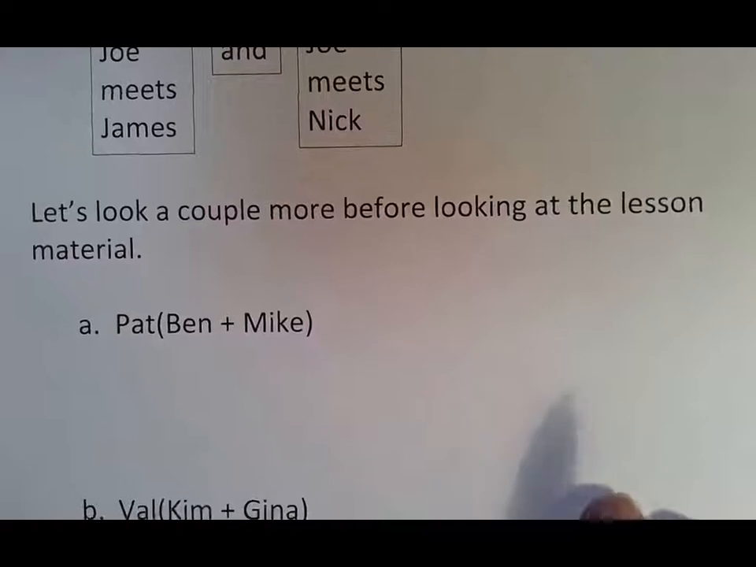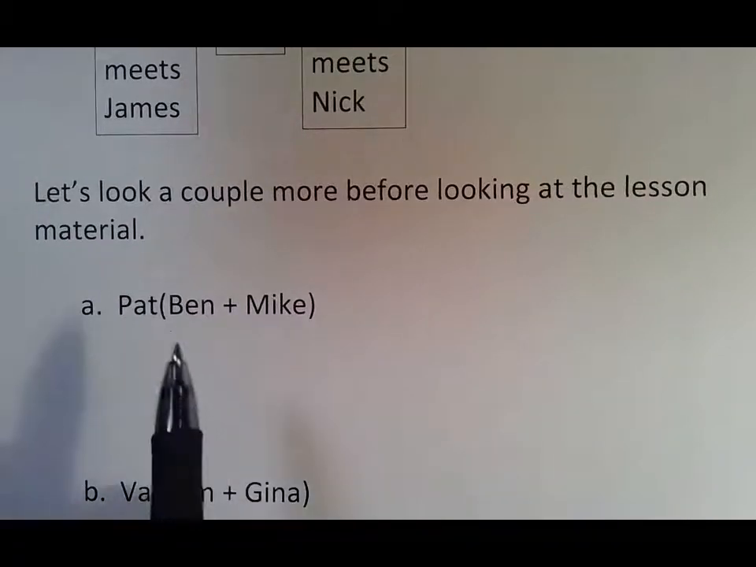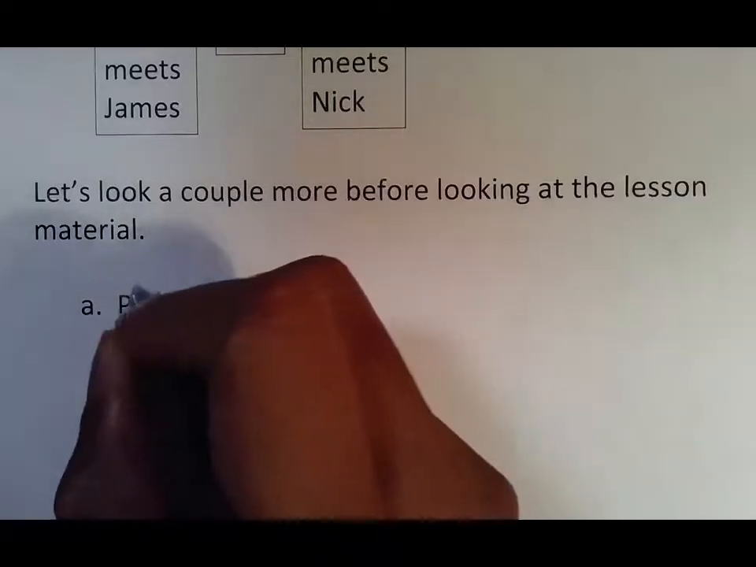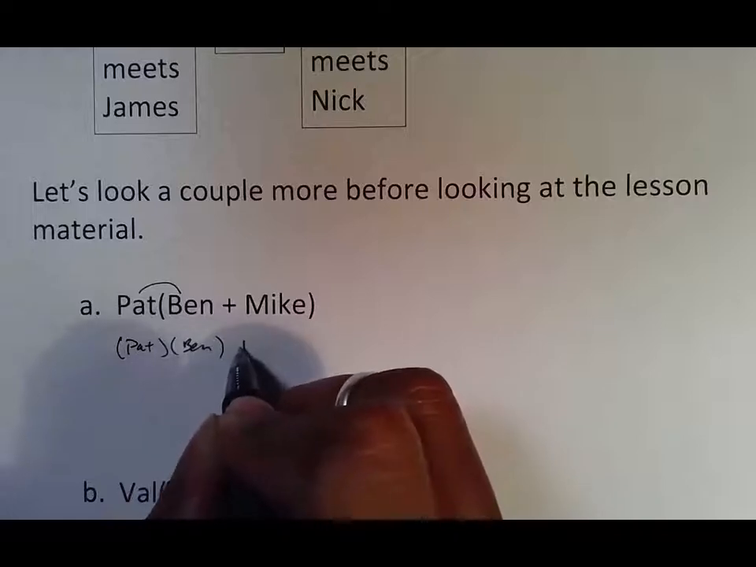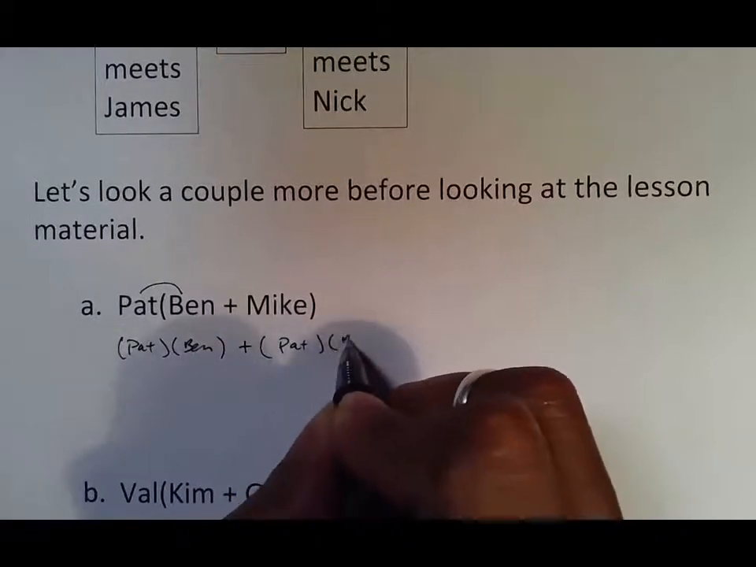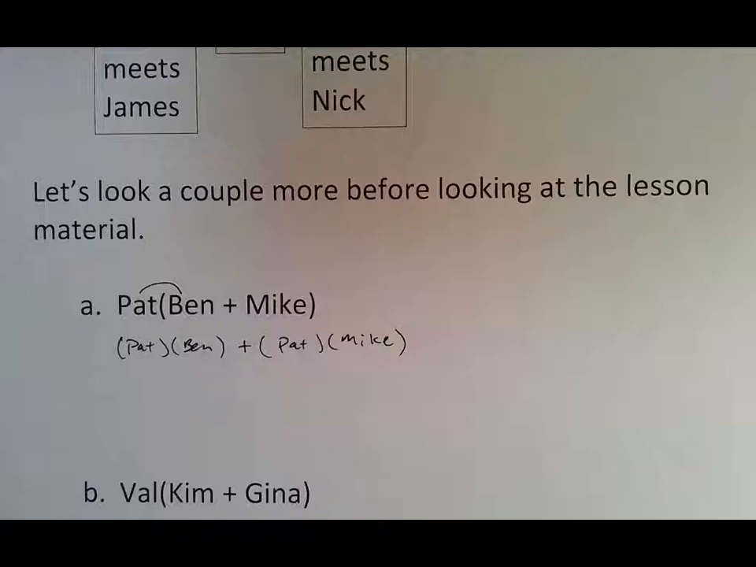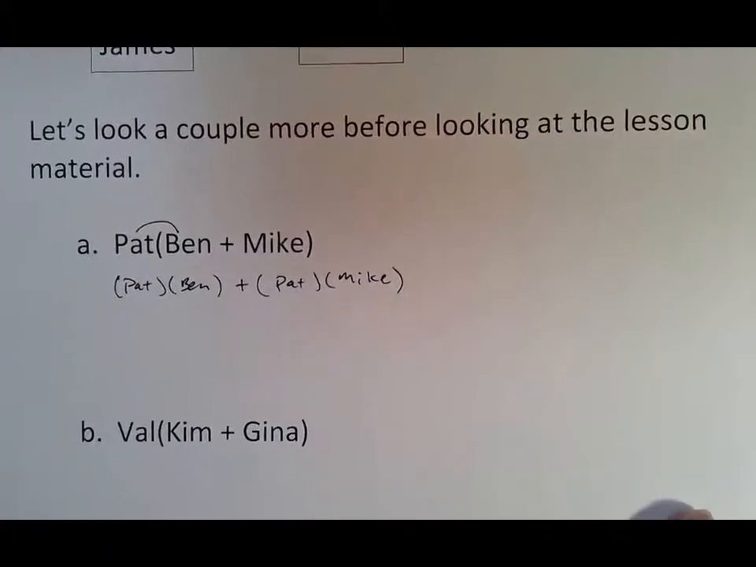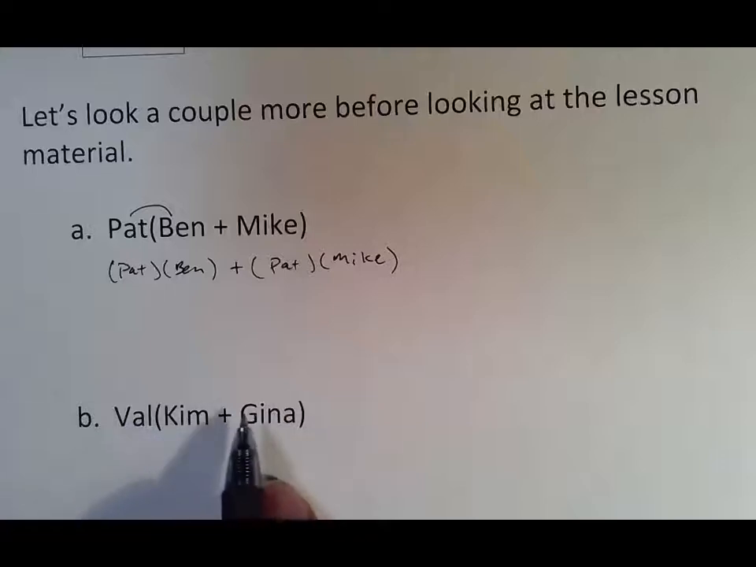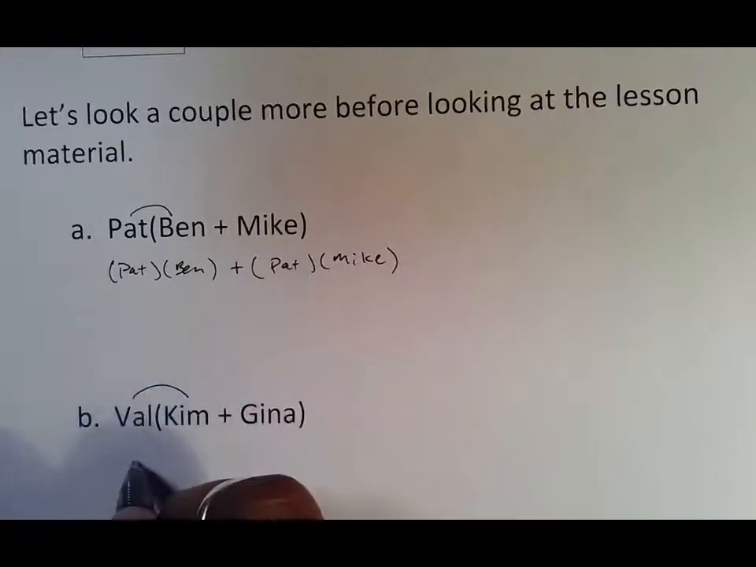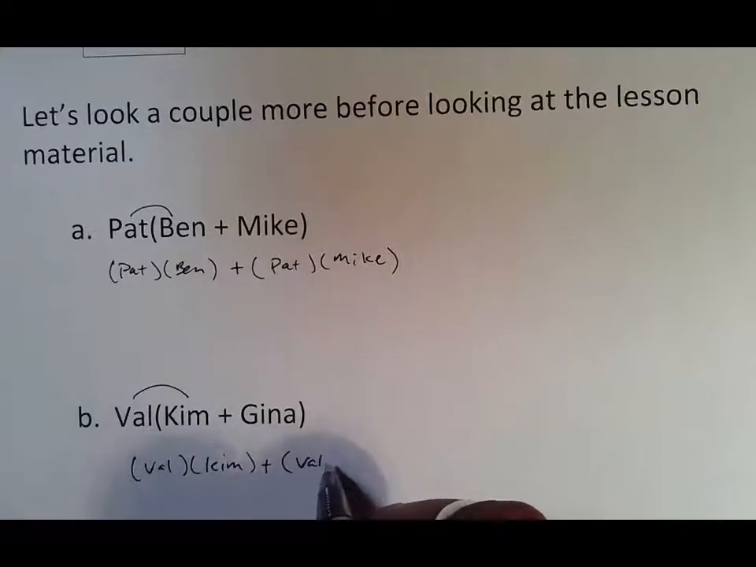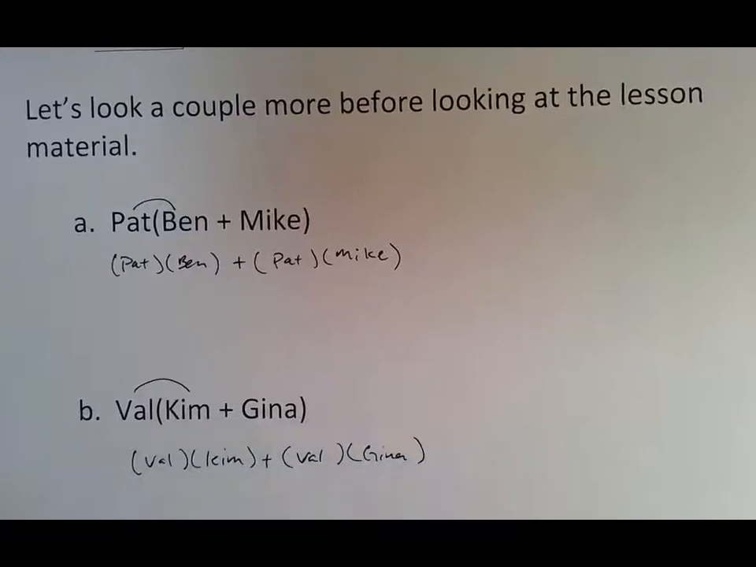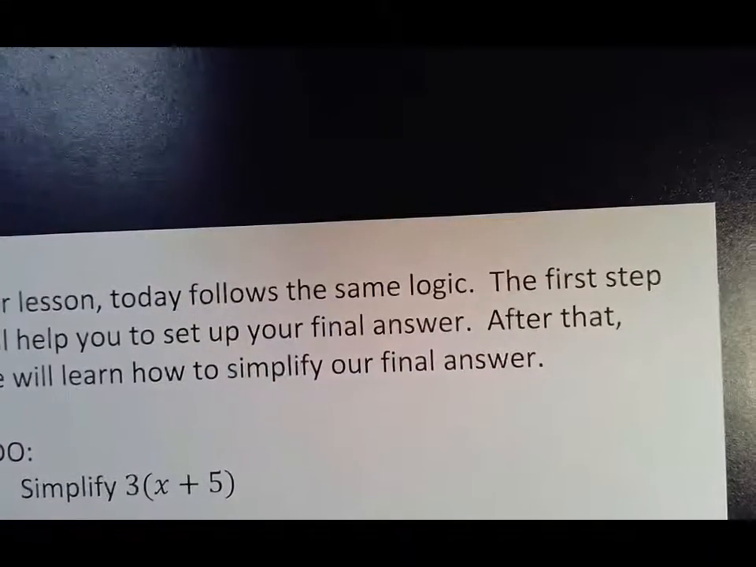So let's look at a couple more real quick just to make sure we've got it. In this situation, Ben and Mike are friends. And so I would draw a line to say that Pat meets Ben and Pat meets Mike. That's it. If I was looking at this one with Val meeting Kim and Gina, again, Kim and Gina are friends. Val wants to meet them, so I would put that Val meets Kim and Val meets Gina. And that's all, okay?